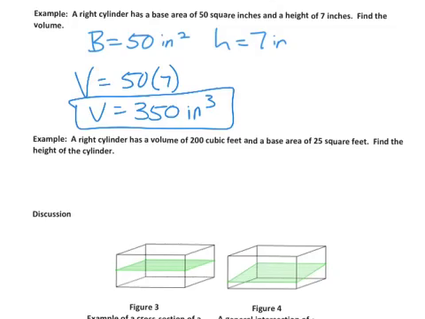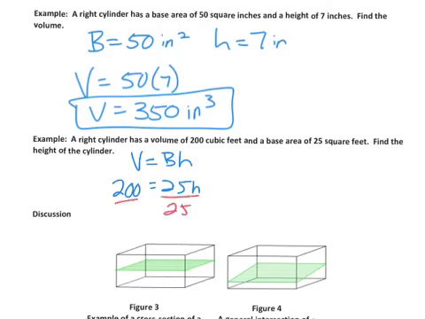It's as simple as that. So quite often you'll be given the base area, and all you have to do is multiply by the height to get the volume. In the second example, a right cylinder has a volume of 200 cubic feet and a base area of 25 square feet. We can work backwards and find the height of the cylinder because we know the volume is the base area times the height. I'm given the volume, I'm given the base area, and I'm trying to find the height. So you divide each by 25, and the height is going to be 8 feet. Everything's in feet, and I should have checked that in the beginning. This is cubic feet, this is square feet, so our height is going to be 8 feet.